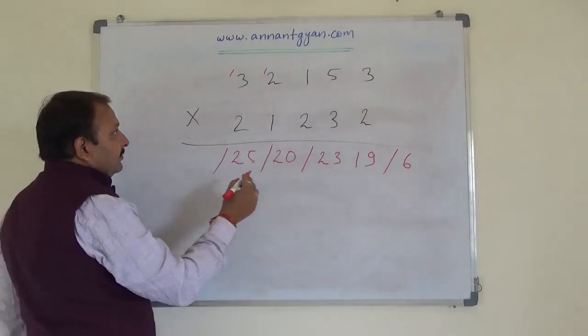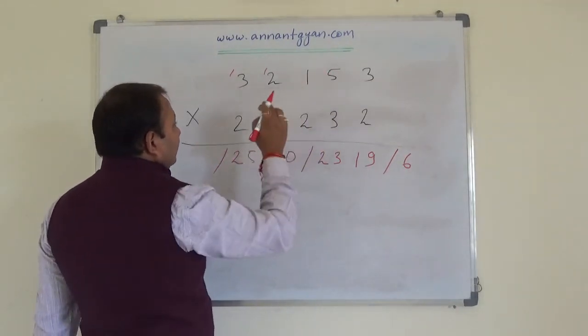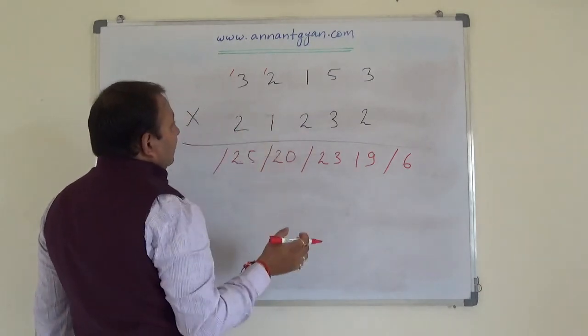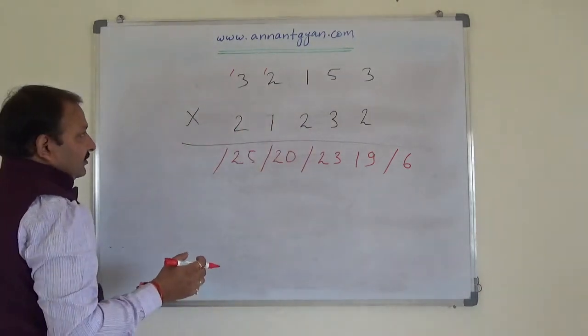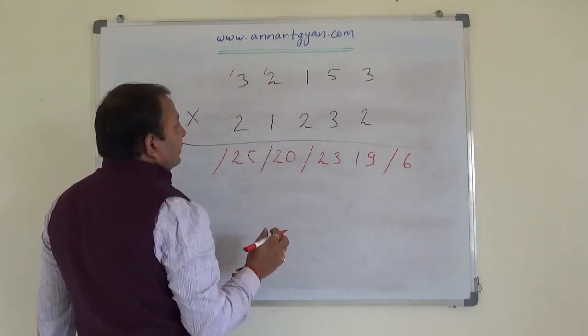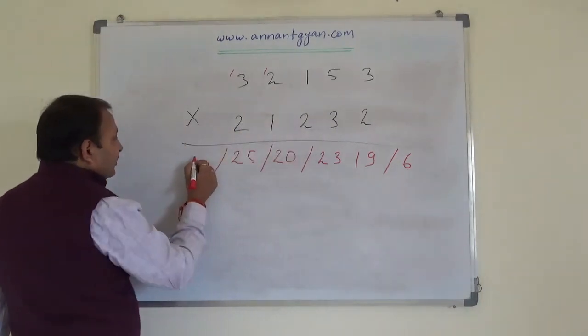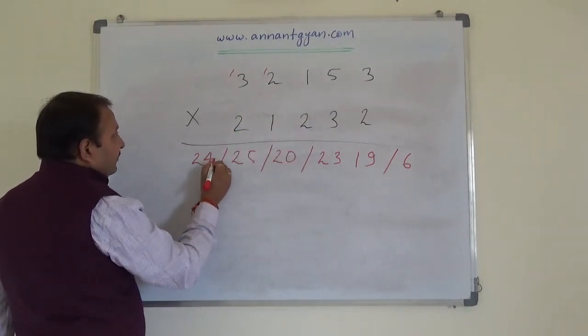In the next step, 3 into 3, 9. 9 plus 10, that is 19. 19 plus 4, 23. 23 plus 1. It is 20.